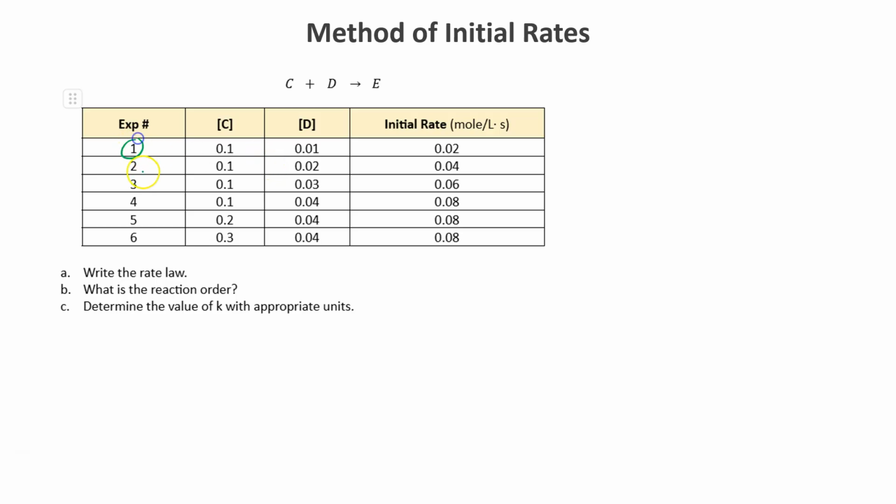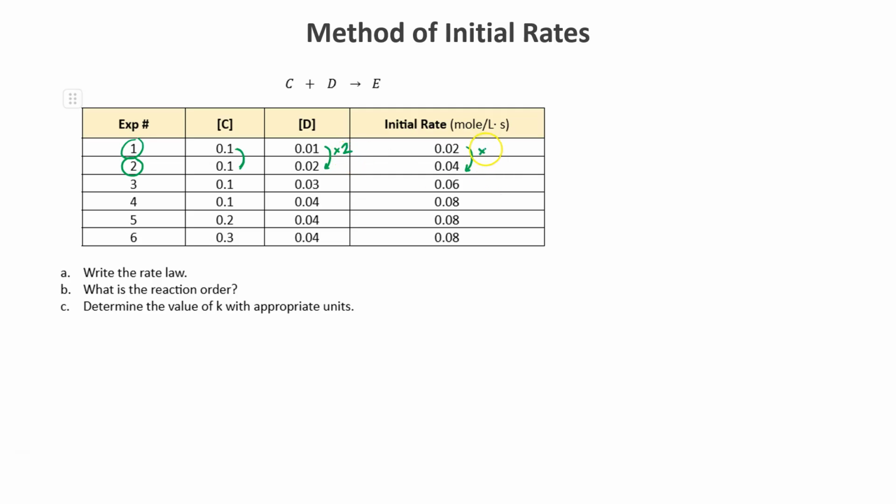We'll find that first between experiments 1 and 2. So we're going to compare those. And I like that one because the concentration of C is the same in both of those experiments. The concentration of D is the only one that changes, and it changes by a factor of 2, so we're going to make a note of that. This is helpful because now I'm going to go over to the initial rate of the reaction and see what effect that doubling of D's concentration has on the rate.